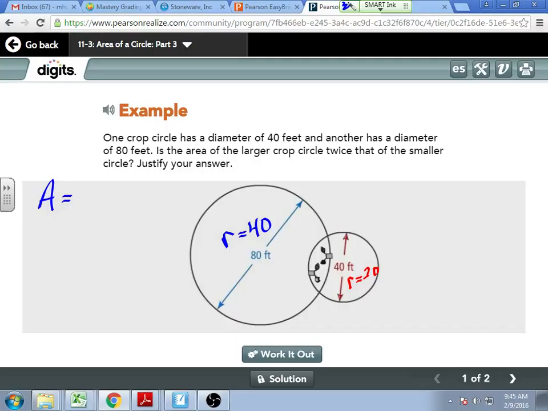Notice if we're comparing them, it doesn't tell you what to use for pi because it doesn't matter. You can leave pi as pi and be totally fine. So I'm going to leave my pi as pi.